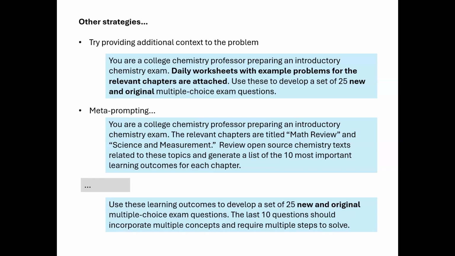Okay. And once it's done it, you can say, use these learning outcomes to develop a set of 25 new and original multiple choice exam questions. The last 10 questions should incorporate multiple concepts and require multiple steps to solve. This can be really helpful in getting it to sort of sample the space of what might be in other chemistry texts and math review and science and measurement and help you generate some good example problems.